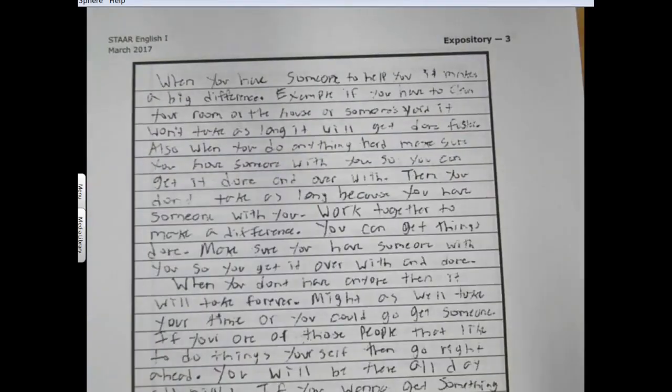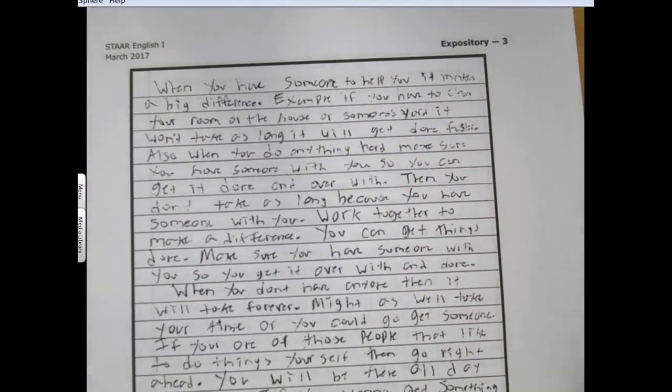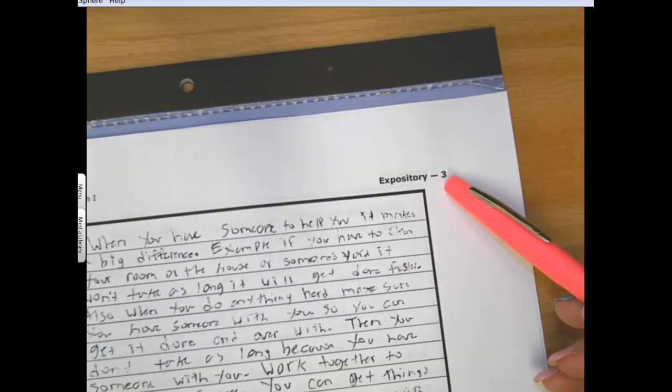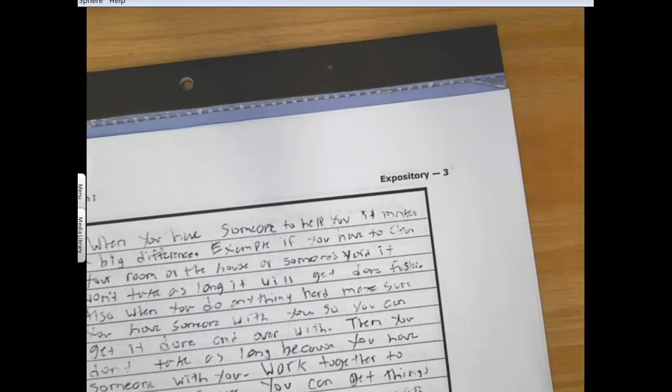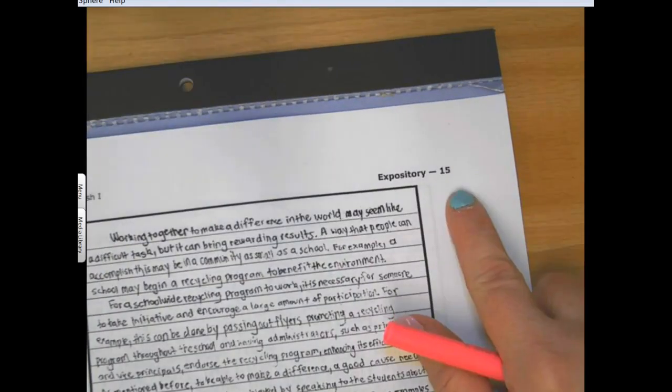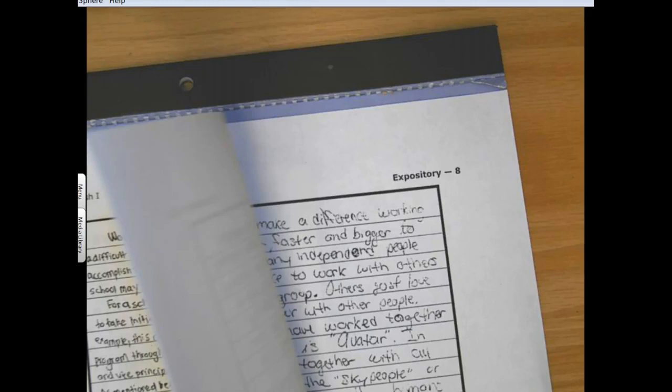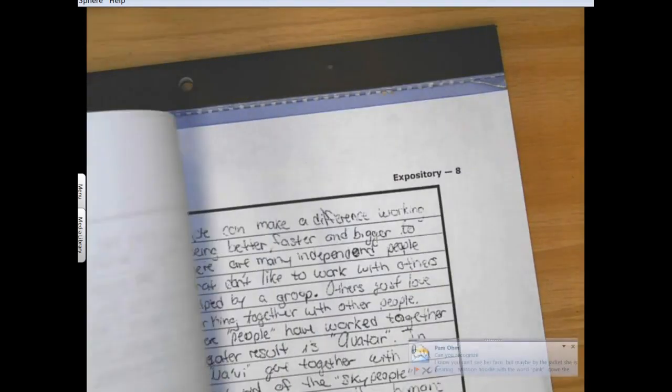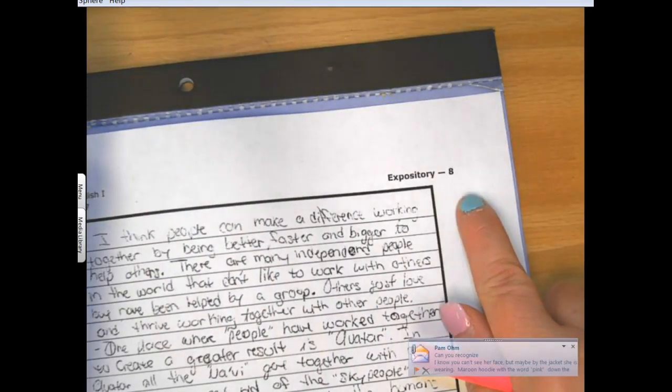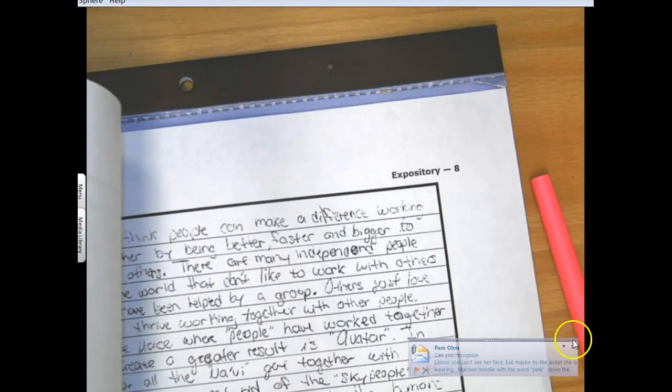These are the sample essays that you'll get. Okay? The number here is not their score. That's simply, this was the 3rd essay. This was the 15th essay. The 12th essay. And the 8th essay. Okay? So you will look at those.